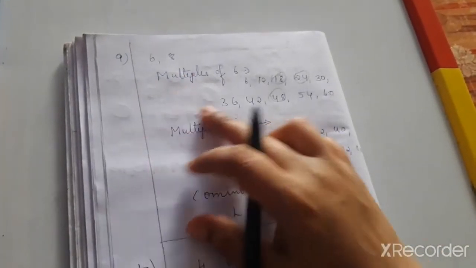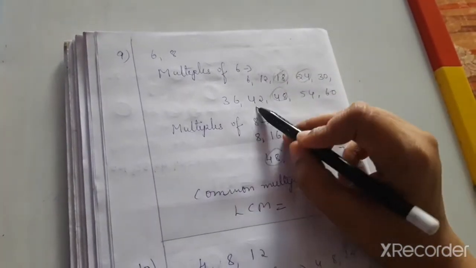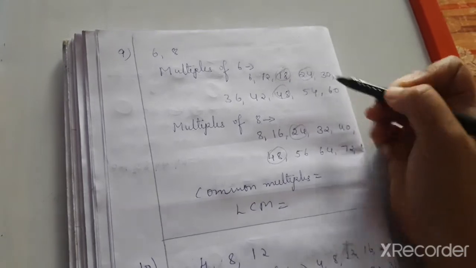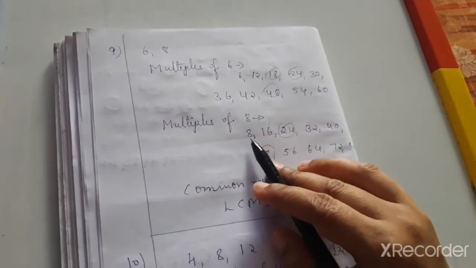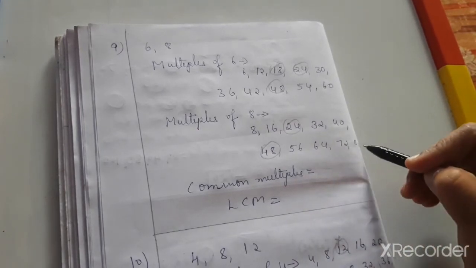Ninth one, 6 and 8. We have to write the multiples of 6, which means 6 ones are the table: 6, 12, 18, 24, 30, 36, 42, 48, 54, 60. And multiples of 8 means 8 ones are tables we have to write: 8, 16, 24, 32, 40, 48, 56, 64, 72, 80.